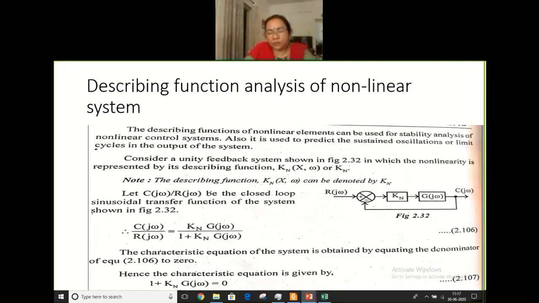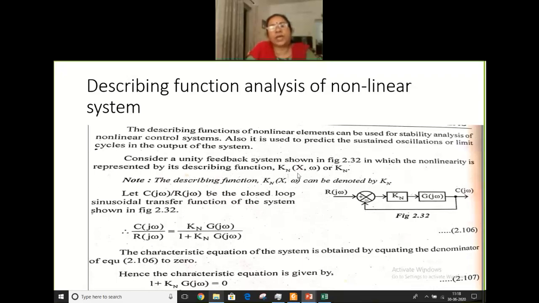So you all are aware of the negative feedback control system, isn't it? Now what you are seeing extra in this block diagram: this is the input and this is the controlled output, this is unity feedback and this is the open loop gain G(s), the forward path gain. The additional block you can see over here is nothing but the describing function Kn. So consider a unity feedback system represented by its describing function Kn.